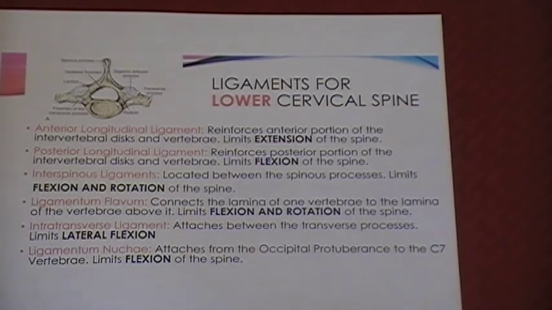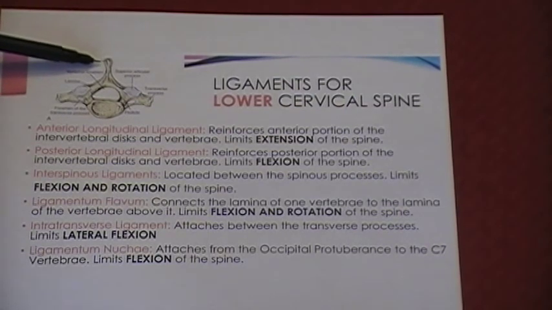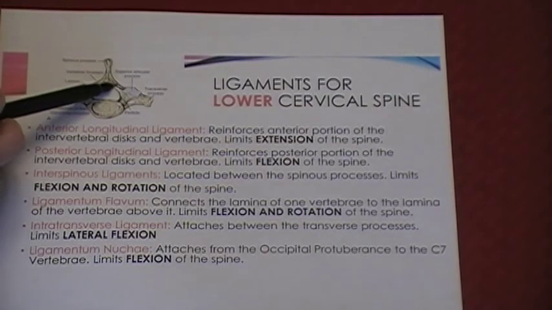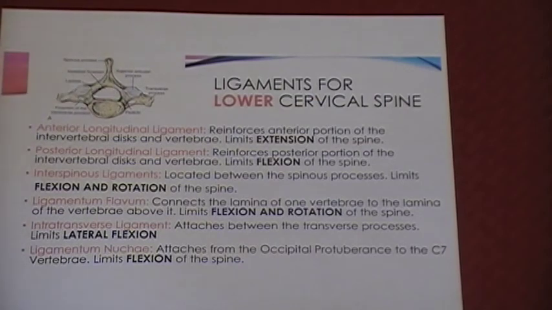So the interspinous ligaments are located between the spinous processes of one vertebrae to another. Okay? And they're going to limit flexion and rotation of the spine. And then you have the ligamentum flavum, which connects the lamina of one vertebral body to the next vertebral body. Okay? And these ligaments limit flexion and rotation.